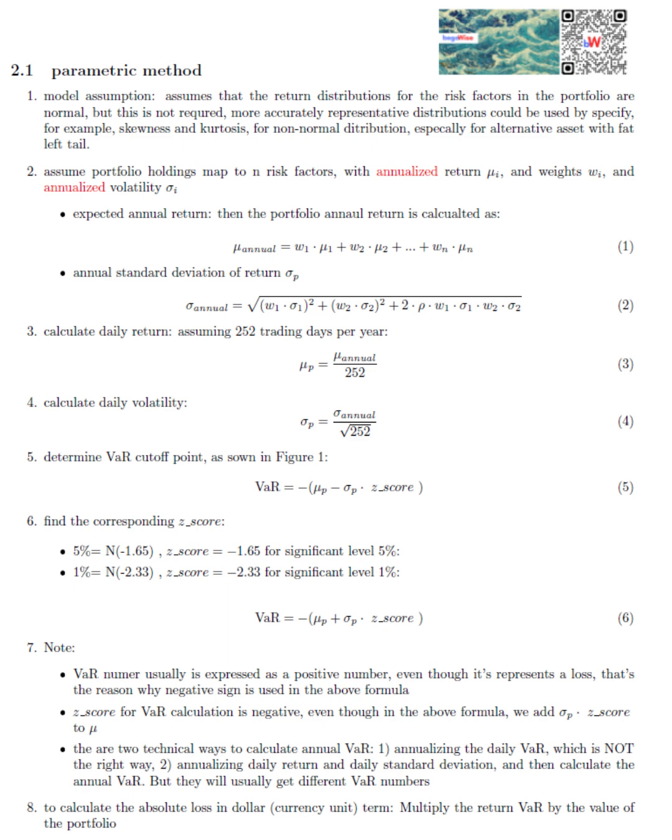To find the absolute loss in dollar terms, multiply the return VaR by the value of the portfolio. Summary. The parametric method uses statistical measures to estimate VaR under the assumption that returns are normally distributed. By understanding the risk factors, calculating returns and volatilities, and using z-scores, we can determine the potential loss, VaR, of a portfolio. This helps in managing and mitigating risk effectively.